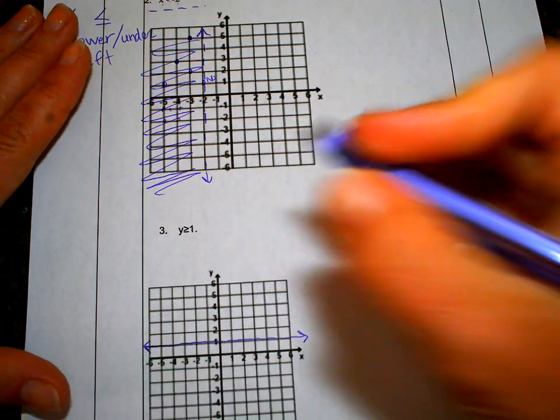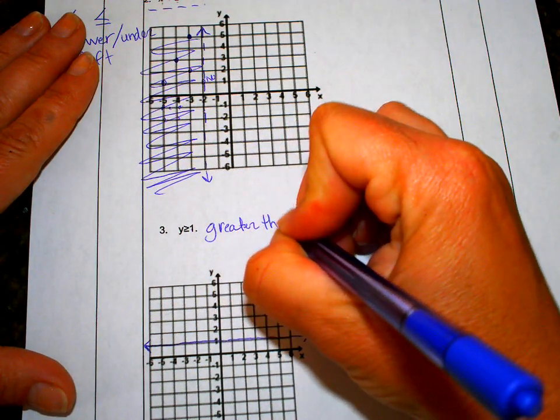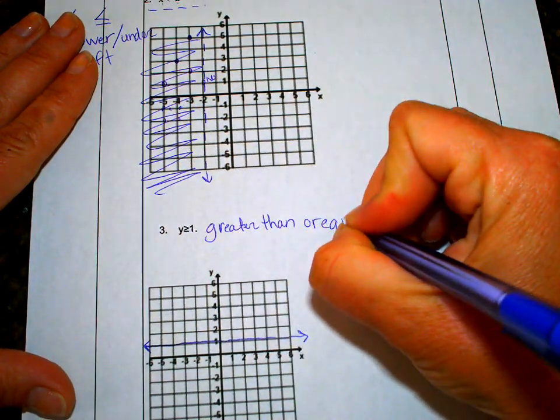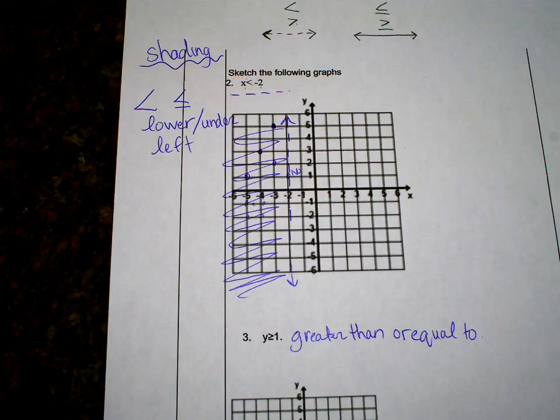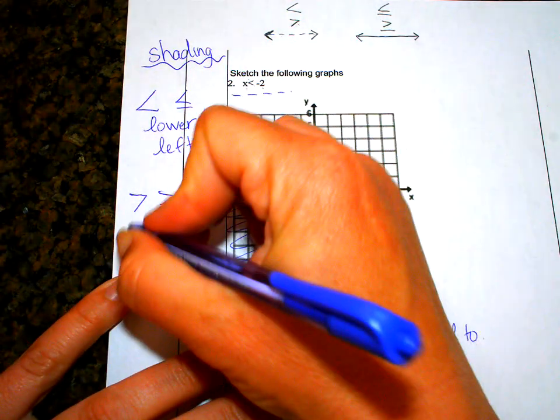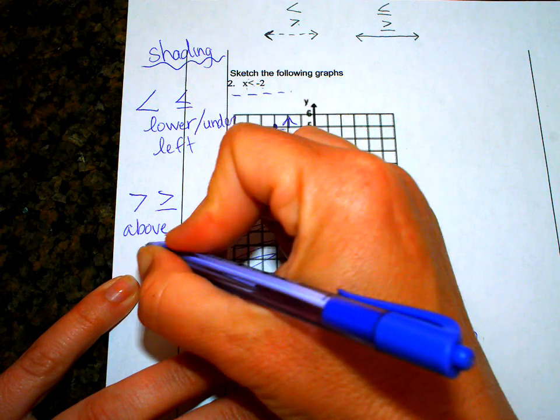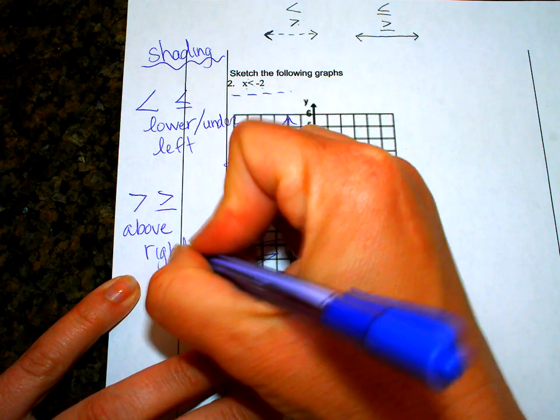Now, this says greater than or equal to. Okay, so our shading, let's go to the left side. If it's greater than or equal to, it's going to be above the line. The shading will be above the line. The shading will be to the right side.